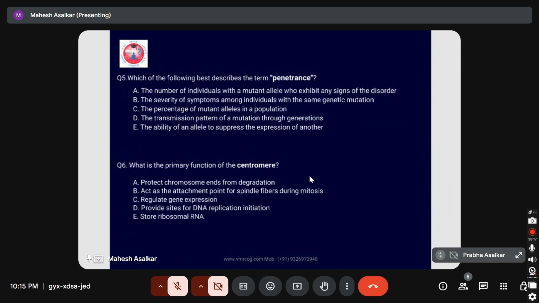Next question. What is the primary function of the centromere? Chromosome protect chromosomes.